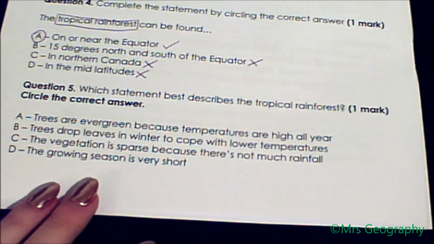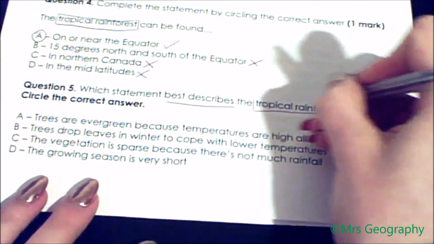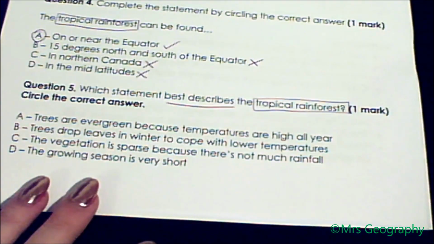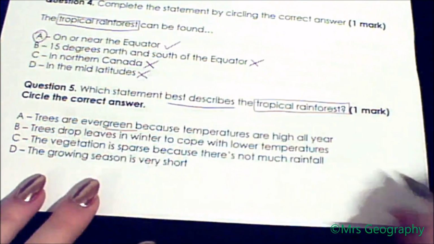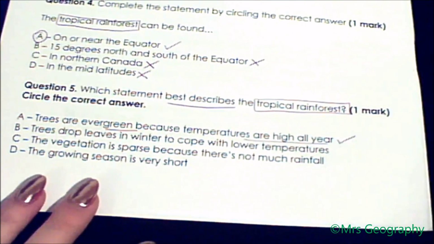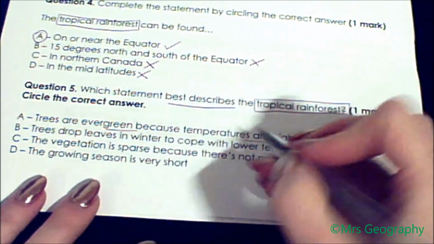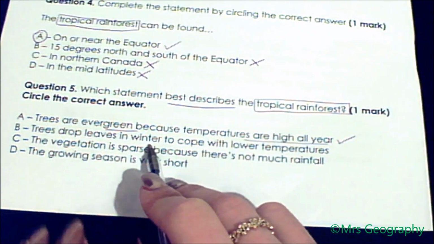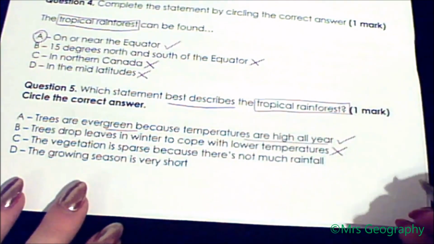Question 5. So we're after the statement which best describes the tropical rainforest. So we know that in the tropical rainforest, the trees are very green. We know the temperature is high. We know it's all year round. So it could be this one. The tree drops leaves in winter. Well, we know that the tropical rainforest only has one season. So we know that's not right. So we can get rid of that one.